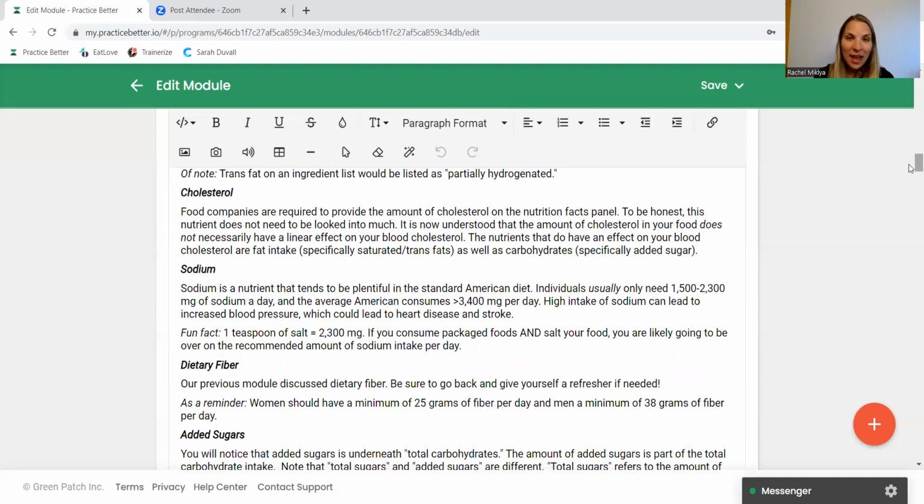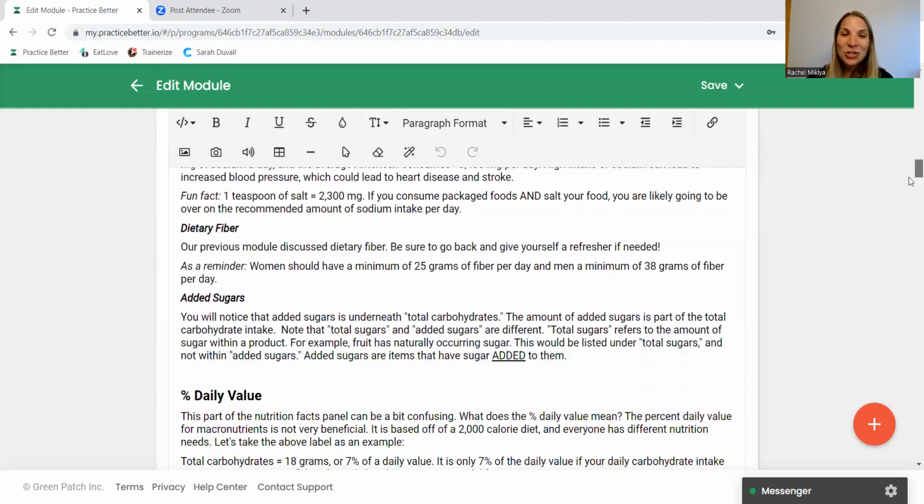Sodium is another nutrient that is good to be mindful of. The average American should have less than 2,300 milligrams a day, and typically we have about 6,000 to 8,000 milligrams. So we always want to try to be cautious about our sodium intake. And fiber is another nutrient to look at on a nutrition facts panel. Our previous module discussed dietary fiber, so if you need a little refresher, go back and read that. But remember that women should have a minimum of 25 grams per day and men should have a minimum of 38 grams of fiber per day.